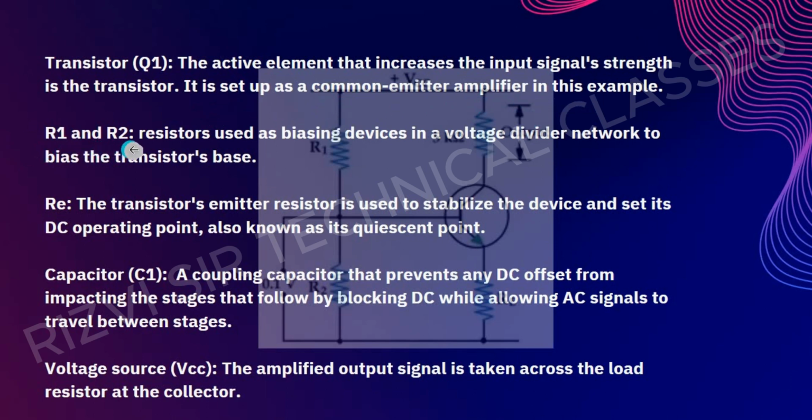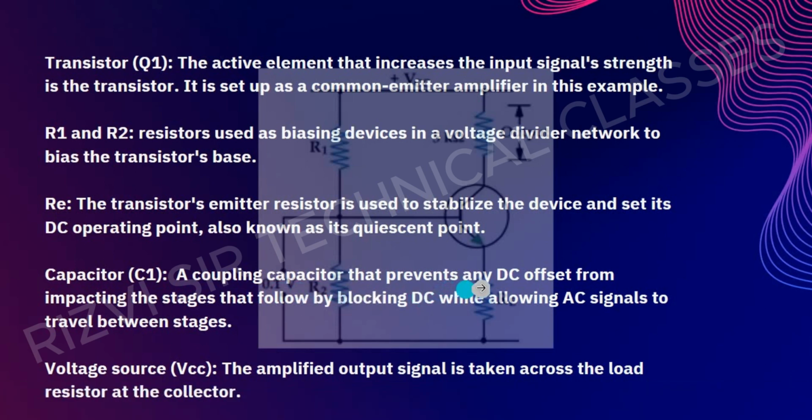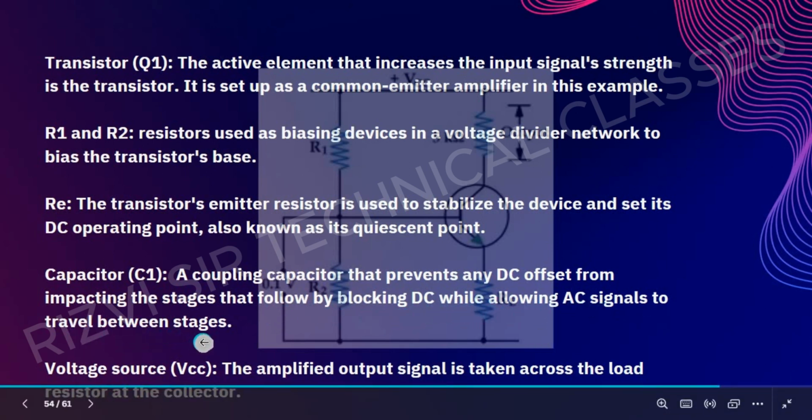R1 and R2 resistors are used as biasing devices in a voltage divider network to bias the transistor base. Here we are using RE, the transistor emitter resistor, which is used to stabilize the device and set its DC operating point, also known as quiescent point. We are using a coupling capacitor that prevents any DC offset from impacting the stage that follows, blocking DC while allowing the AC signal to travel between stages.